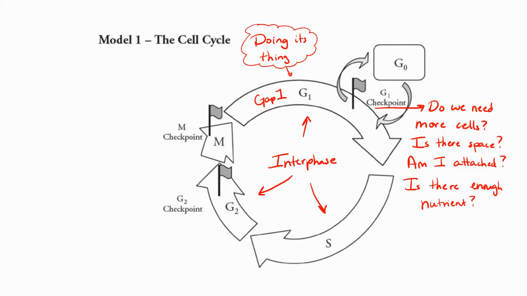Now, if the answer to any of those questions is no, more than likely, the cell's going to go into a G-naught phase. That little O that you see there is pronounced naught, N-A-U-T. If you have a lot of knots, you get kind of naughty. If you graph it, you have the X naught and then the Y naught, Y0. So if a cell goes to the naught phase, these do not divide. So red blood cells typically are in the G naught phase.